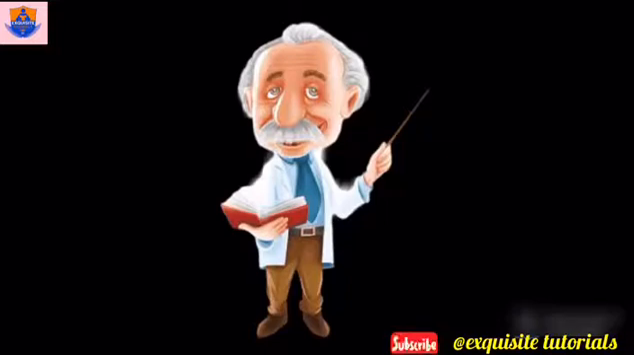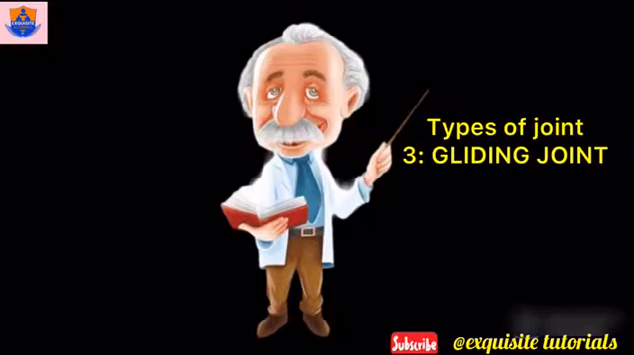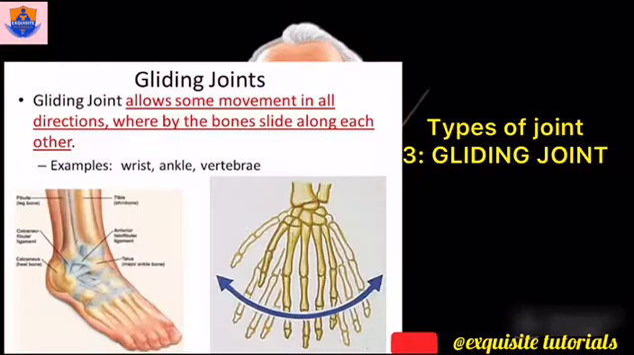Now we have the third type of joint called the gliding, or sliding, joint. As the name implies, it allows bones to slide over each other, as found in the wrist and the ankle. And where can you find them? In the wrist and in the ankle.